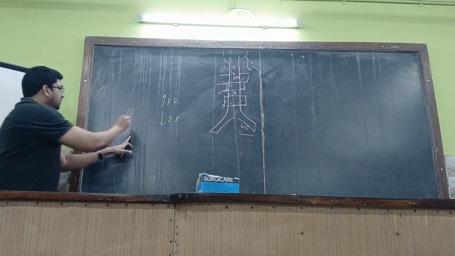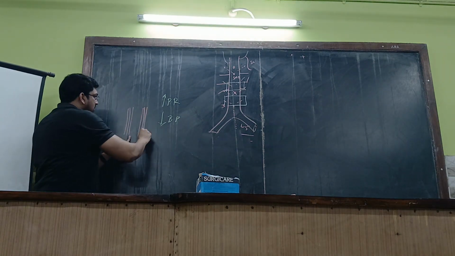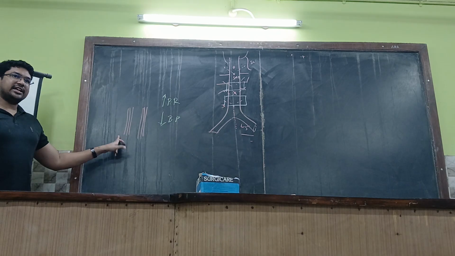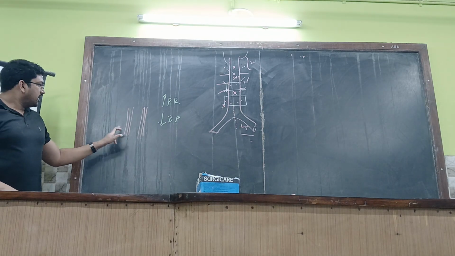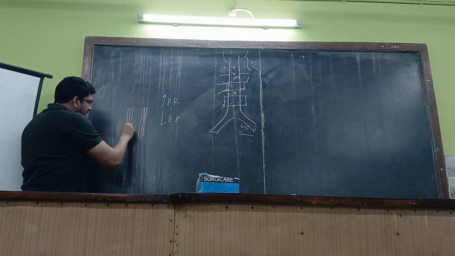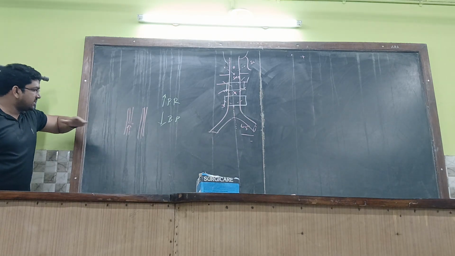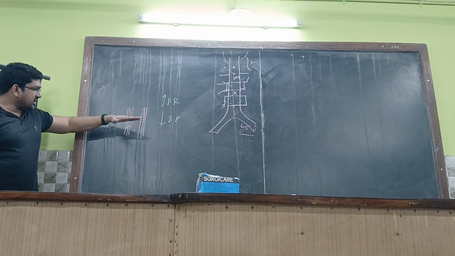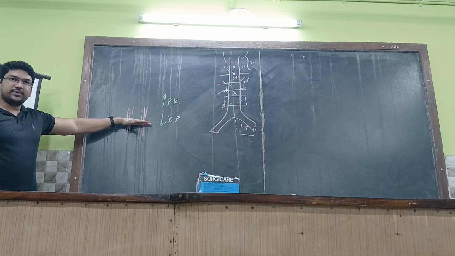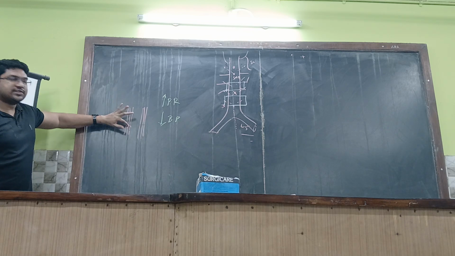Tunica intima, media, and adventitia or externa, whatever. First of all, these two layers will be injured over here. These two layers will be cut whenever there is a hit in between the steering wheel and the lumbar vertebra. So the inner layers will be cut first of all.